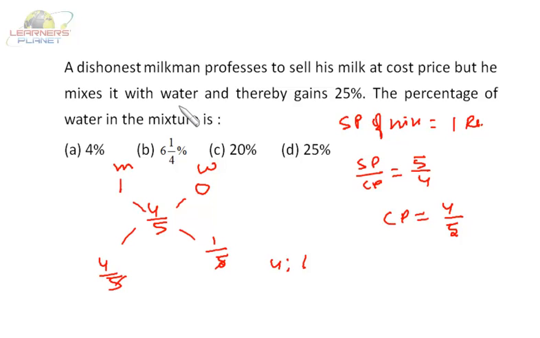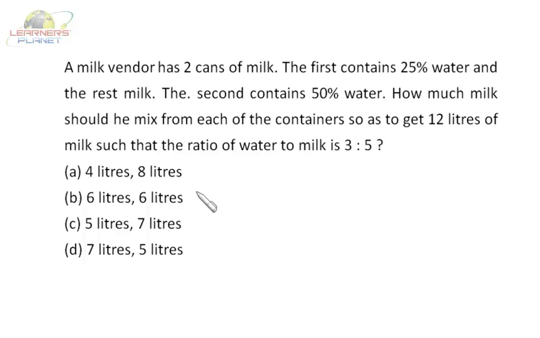That means the milk to water ratio must be 4:1. So if the person sells it at rupees 1 per liter, that is the cost price of pure milk, then he'll be making 25% profit. Okay, so I hope you are clear. Now let's see this question.